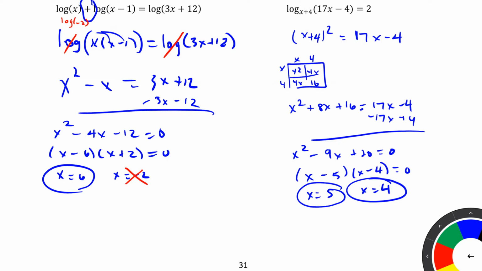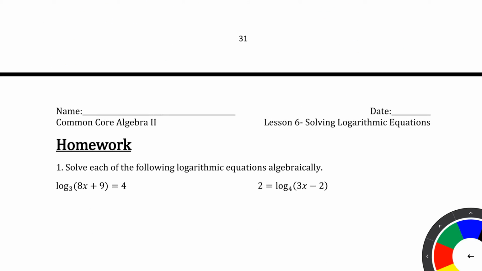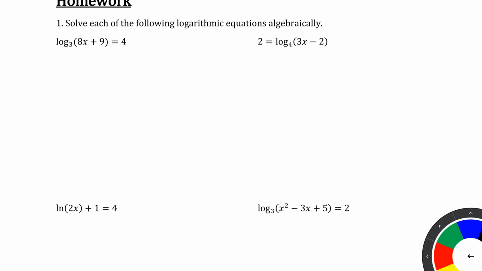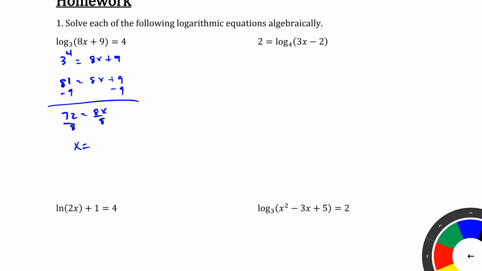Let's move on to the homework. So in the homework, we started out pretty simple with the similar questions that we did in class. Again, just changing from a logarithm to an exponential and then trying to solve. So for this first one, I would make this 3 to the 4th power equals 8x plus 9. We know that 3 to the 4th power is 81 equals 8x plus 9 minus 9. We'll wind up having 72 equals 8x. Divide by 8, and we have x is equal to 9.